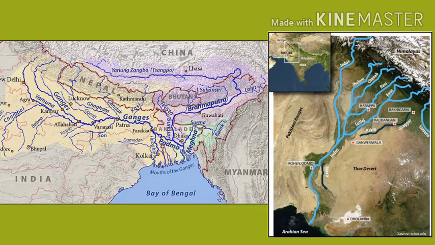77% of the drainage area, consisting of the Ganga, the Brahmaputra, the Mahanadi, the Krishna, etc., drains towards the Bay of Bengal. 23%, comprising the Indus, the Narmada, the Tapi, the Mahi and the Periyar system, discharge their water in the Arabian Sea.